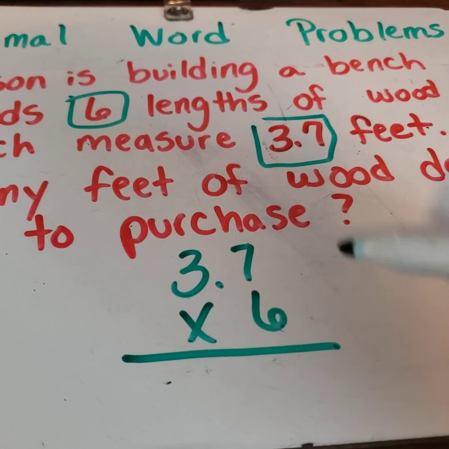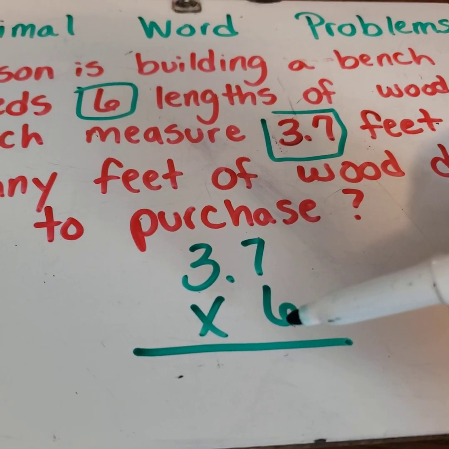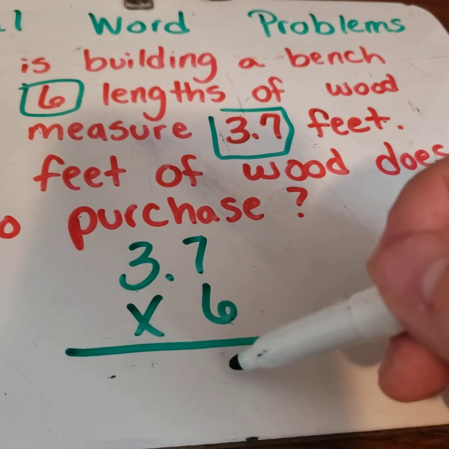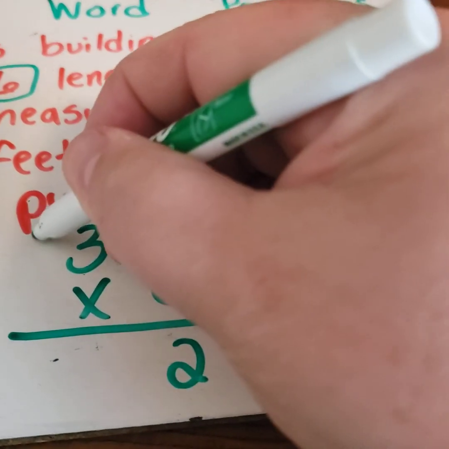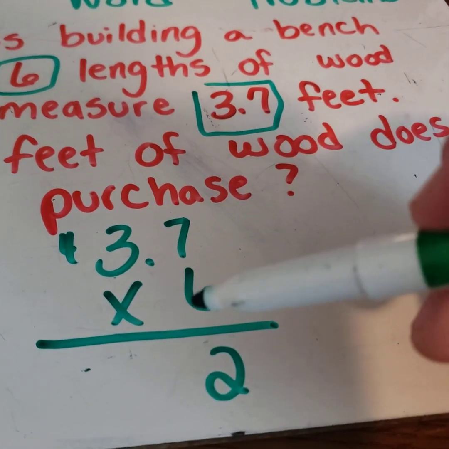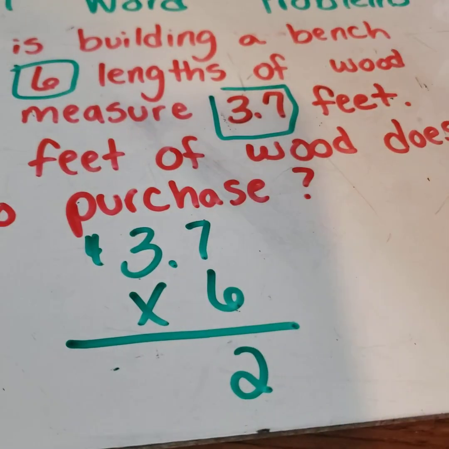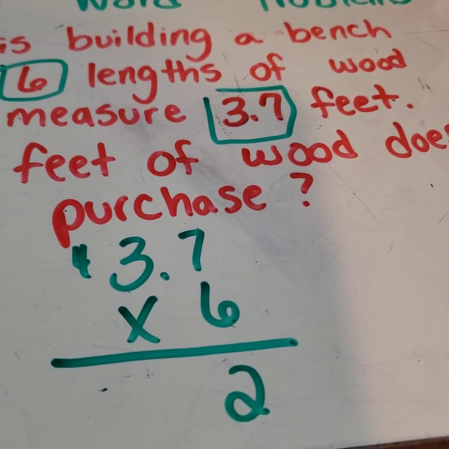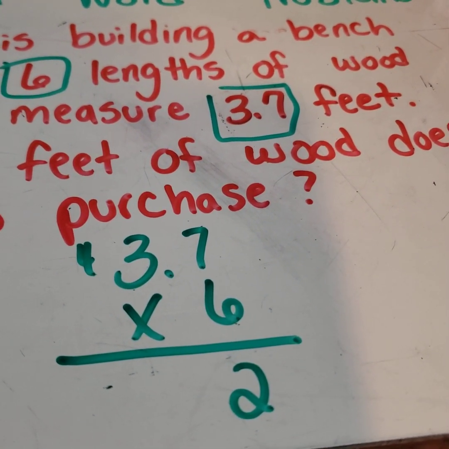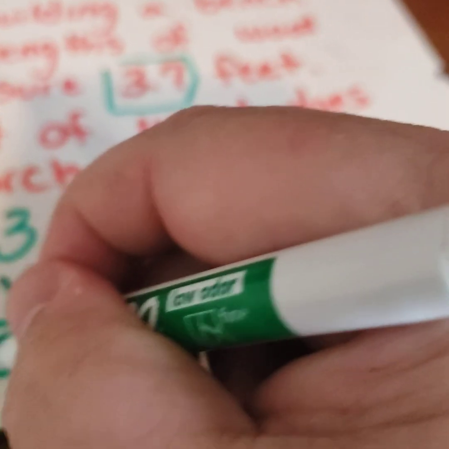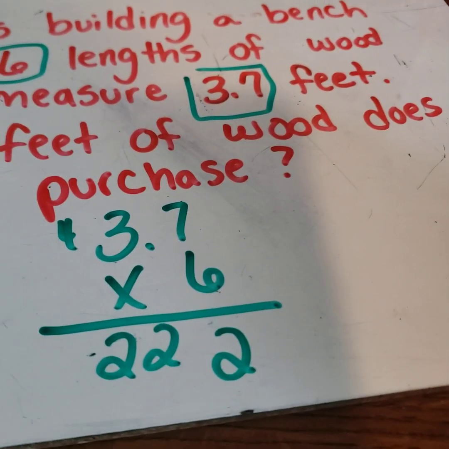So I have my key information and mark that back in my word problem. 3.7 times 6. I'm going to multiply that out. 6 times 7 is 42. Put down my 2, carry my 4. 6 times 3 is 18. Add my 4, 22. A lot of 2's down there.